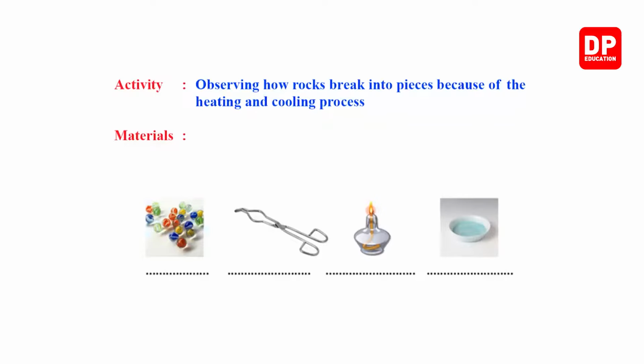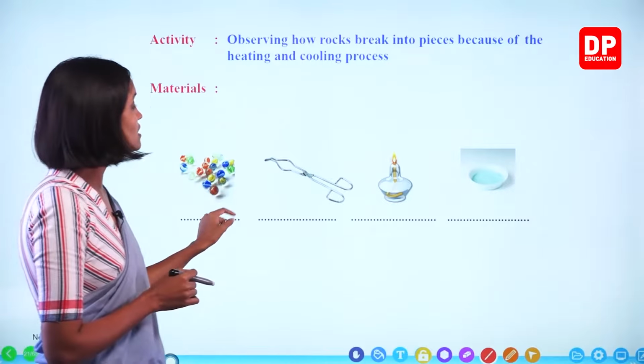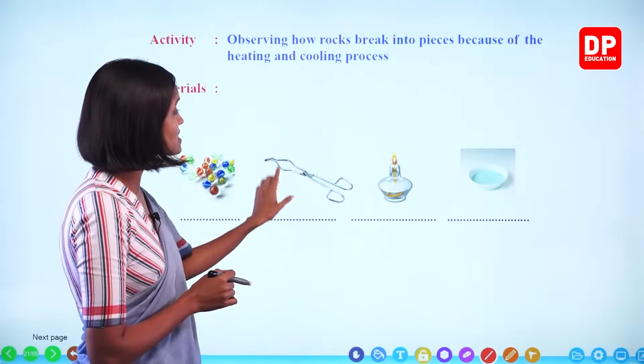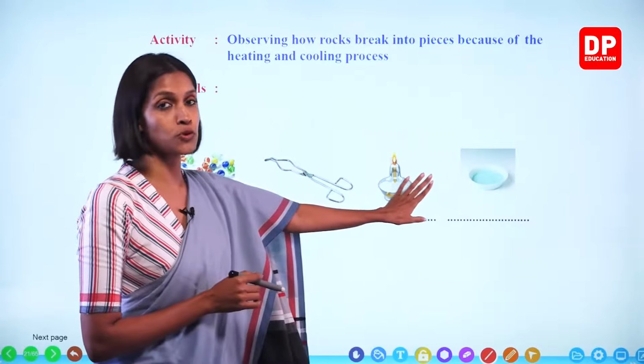Right, children? So, we are going to do this activity to observe this heating and cooling process and how rock weathering takes place due to that. This activity is about observing how rocks break into pieces because of the heating and cooling process. We need a glass marble, a pair of crucible tongs, a spirit lamp, and a vessel of water.